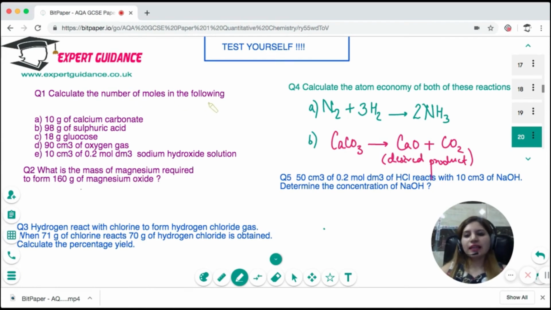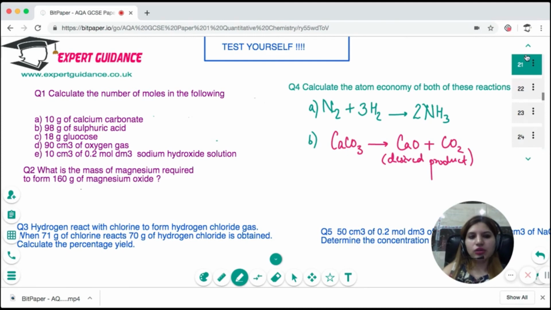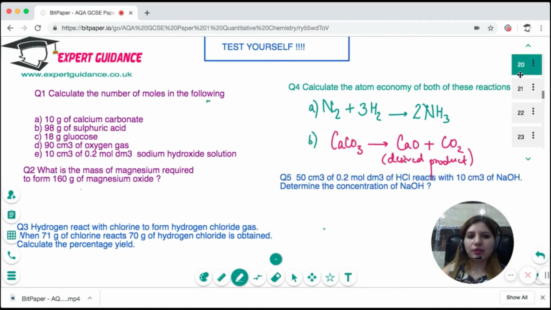It says calculate the number of moles of the following: 10 grams of calcium carbonate. So let us do this question. What is the Mr of calcium carbonate? To find the Mr of calcium carbonate, you do mass of calcium plus mass of carbon plus 3 times the mass of oxygen. So that is 100 grams, the Mr. To find the moles, you do 10 divided by 100, which gives 0.1 mole. So the answer for the first one is 0.1 mole.